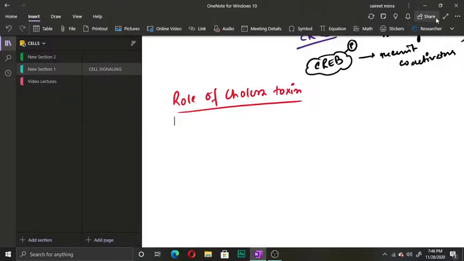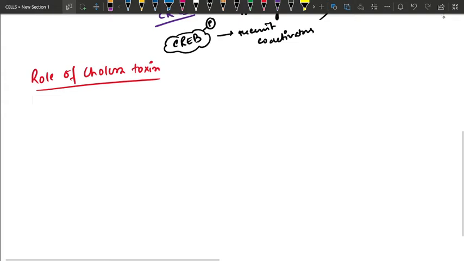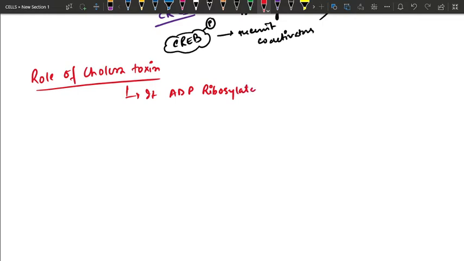Yeah, it's recording. Sorry. Now, the role of cholera toxin. It ADP ribosylates the G alpha S. G alpha S is ADP ribosylated by the cholera toxin.